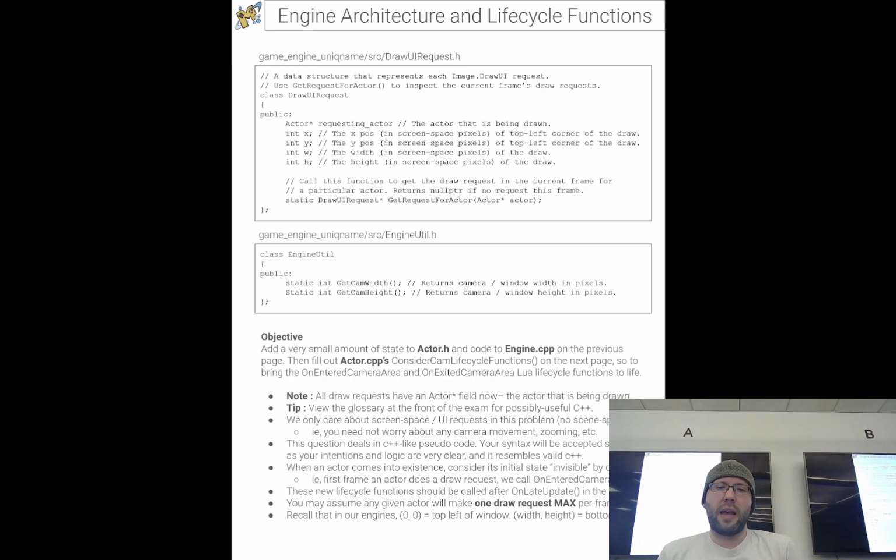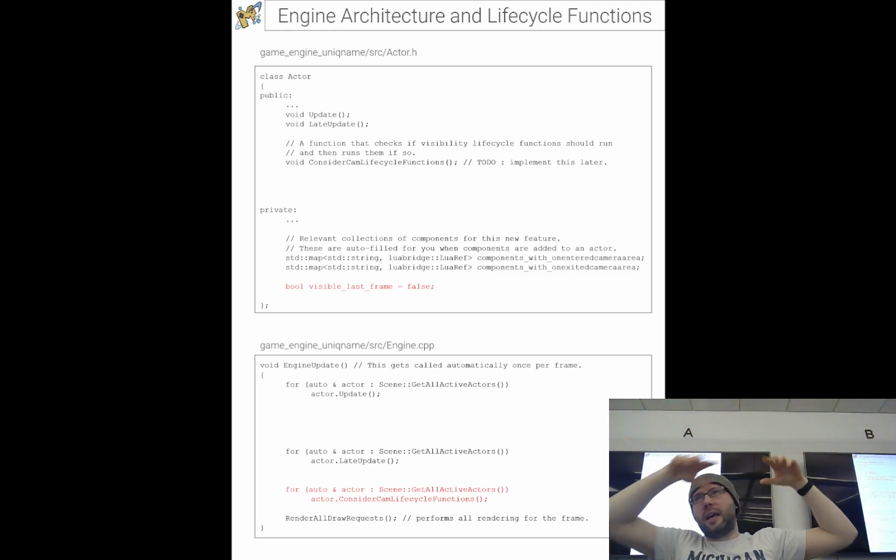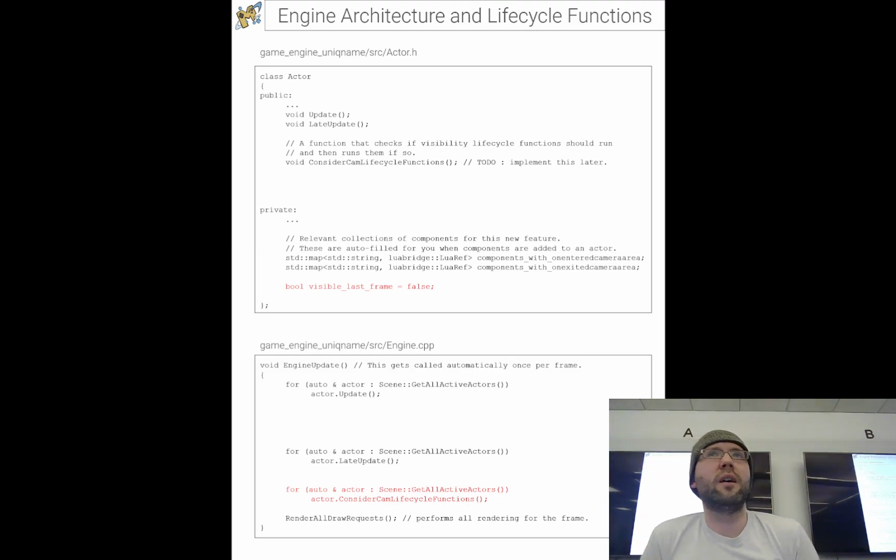And a lot of people added a lot of code where it told you to put just a tiny bit. Add a very small amount of state to actor.h. In this question, your mission is to bring to life an on-entered camera area lifecycle function and an on-exited camera area lifecycle function. And that's, of course, in Lua. So you need to call those Lua functions from C++.